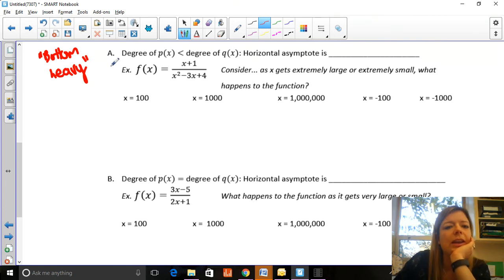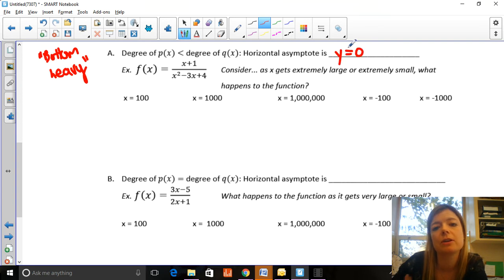So if a function is bottom heavy, so the degree of the denominator is higher than the degree of the numerator, the horizontal asymptote is always y equals 0. Always, always, always. So again, you can get good knowledge marks for memorizing this piece of information, but let's think about why this is actually true, so you can get that critical thinking going. So think what happens as x gets extremely large or extremely small. What happens to a function?